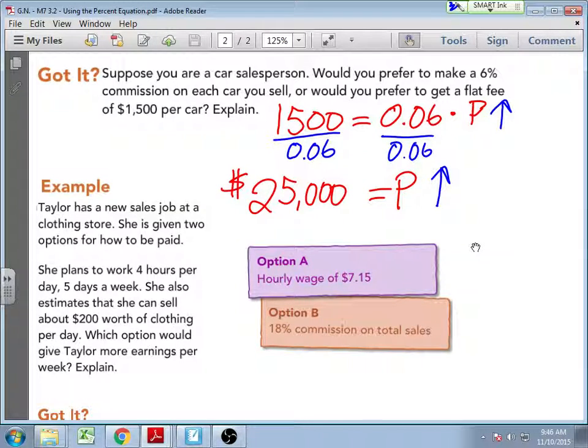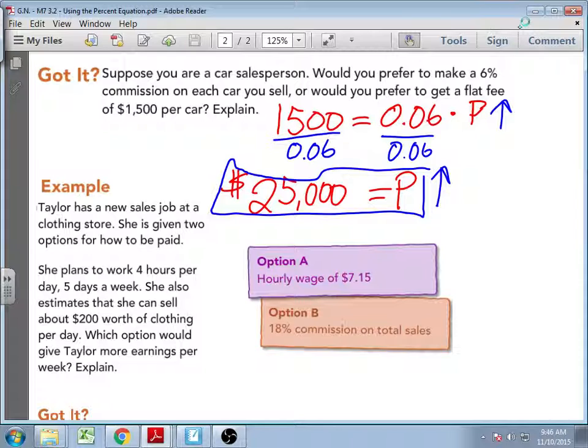So I'm telling you now, there's gonna be a question like this on your mastery where you have to figure out what that threshold point is, like how much you'd have to make for the commission to be a better deal. So be ready for that on your mastery. Is that life? I mean, it's real world math.